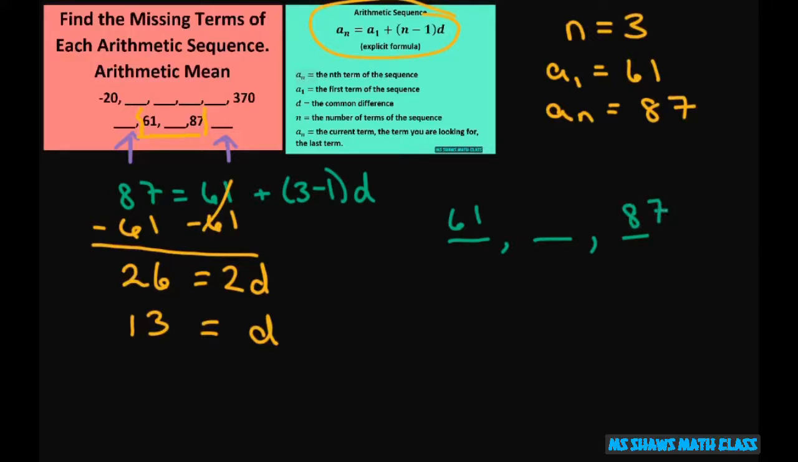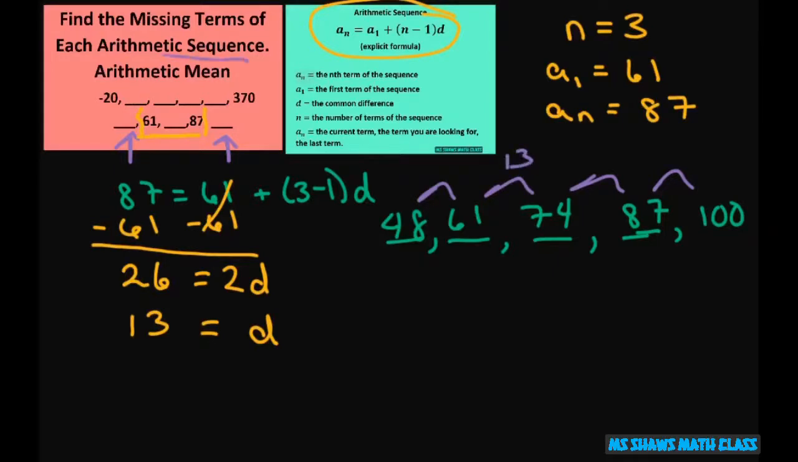and if you add 13, you get 74. Now, you can keep adding. You're going to get 100 here, and if you subtract here, you'll get 48. So basically, the common difference should always be 13.